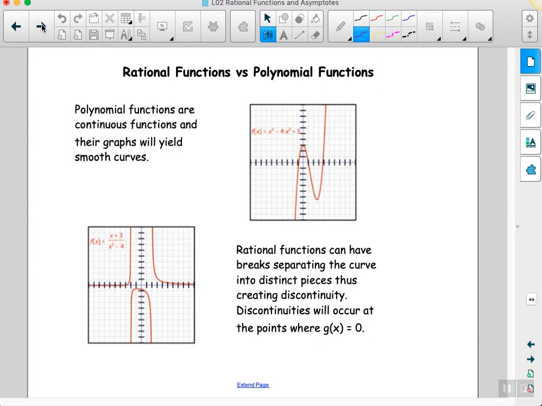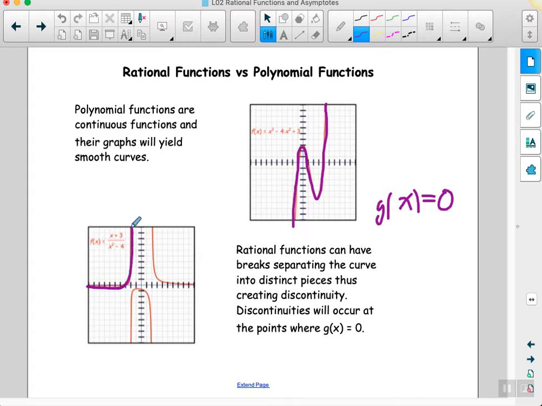All right, moving on to the next slide. Rational versus polynomial. So polynomial functions are continuous, which means I could trace from the left end, from negative infinity, all the way to the right end, positive infinity of this function without lifting the pencil. So it's a smooth, continuous curve. Rational functions might have breaks. They don't always have breaks, not a guarantee. There's only going to be a break or a discontinuity if g at x, which was our denominator, if it's possible for that to be 0. Then what's going to happen is we're going to get a discontinuity. So notice what happens here.